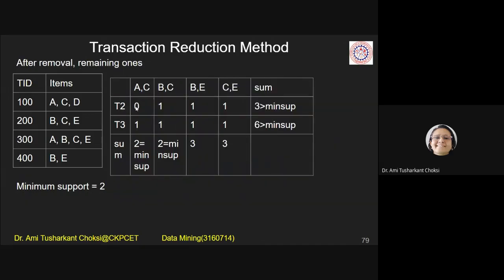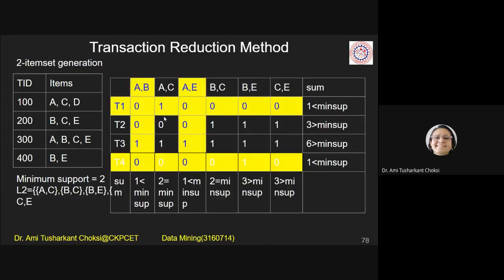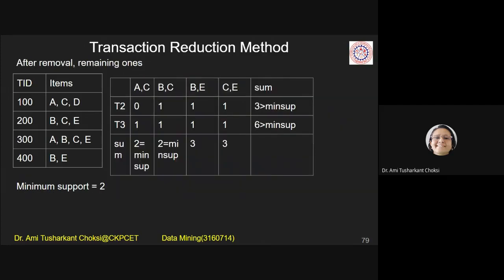AC for the T2 transaction. Do we have that? AC? No. BC is there? Yes. BE is there? Yes. CE is there? Yes. The same table, right? This table only, just we have removed the transactions T1 and T4 and removed AB and AE, right? That's what we are putting here, right?